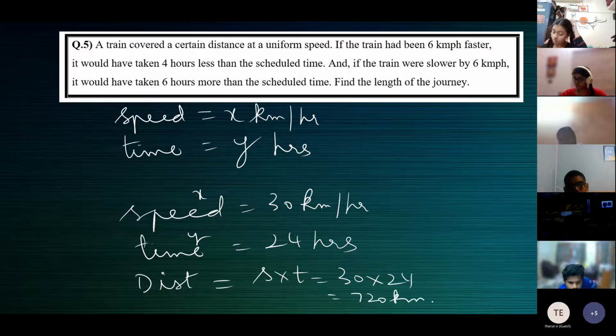This is the answer. We should not stop with x and y. You got the speed, you got the time. But what is the question? Find the length of the journey. That is the distance. So speed into time, 30 into 24, 720 kilometers. Please complete it. If you have not done distance, please complete it.